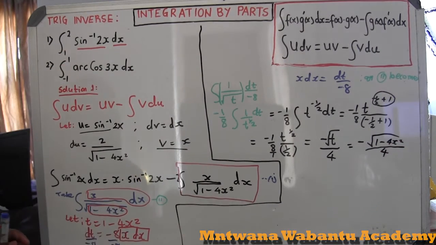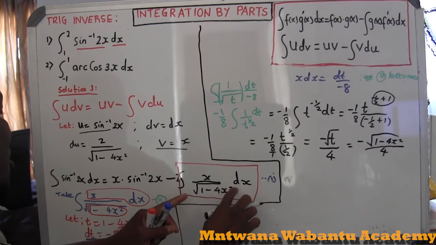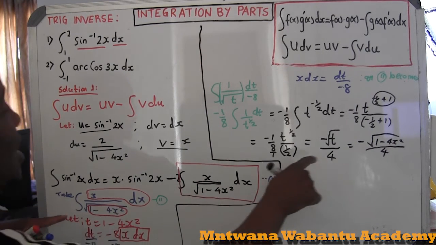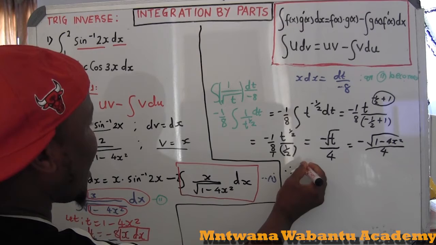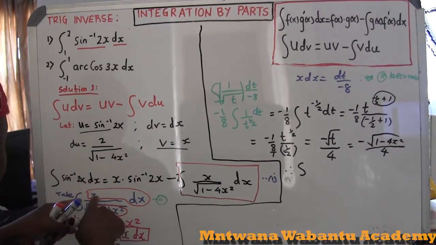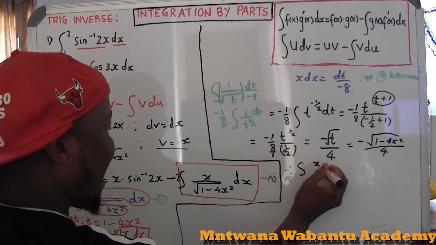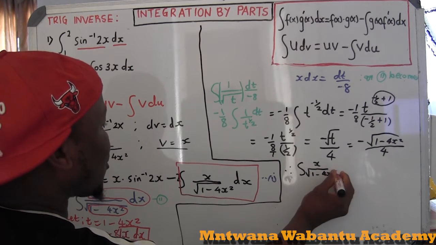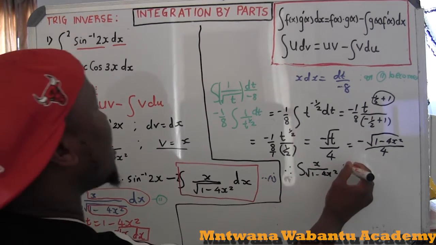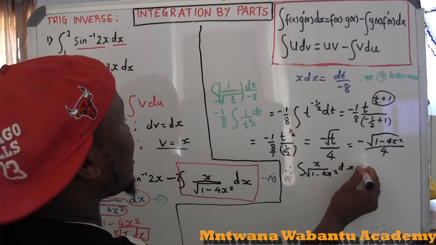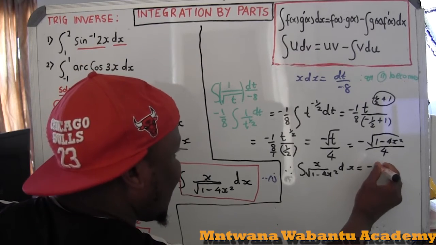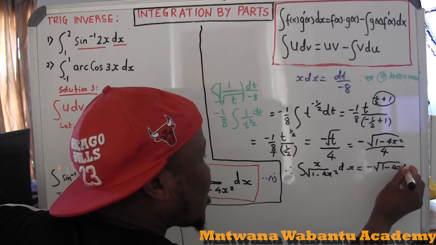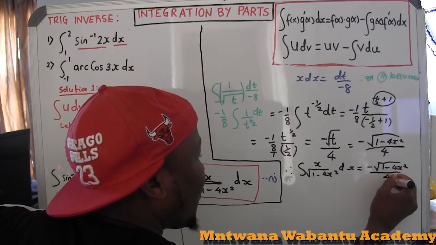Wow. So now, when you integrate all of these, finally it's going to give me, meaning if I integrate this part here, which is x square root of 1 minus 4x squared dx, it's going to give me negative square root of 1 minus 4x squared over 4.